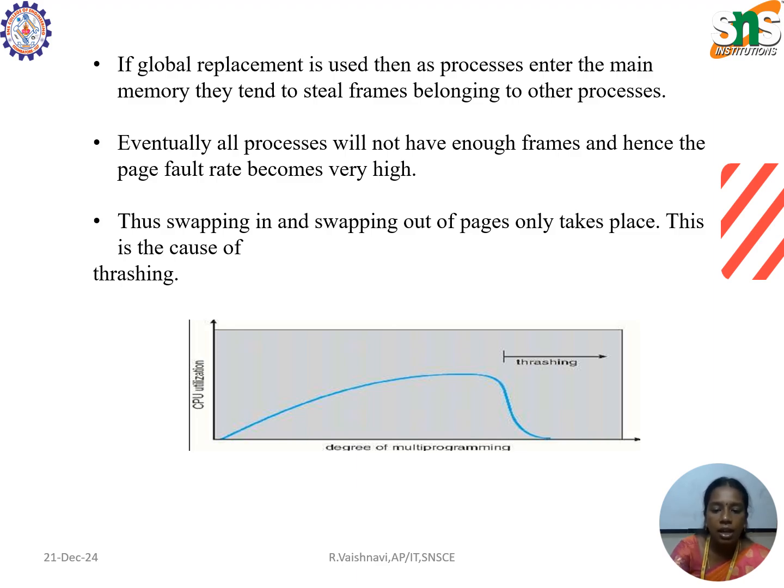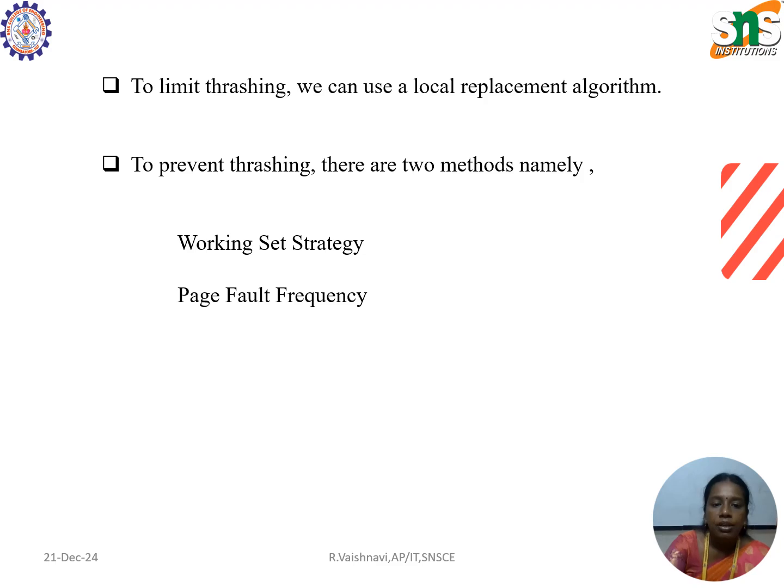Here we have the diagram. On the x-axis we have the degree of multiprogramming, and on the y-axis we represent the CPU utilization. As per the rate, the thrashing happens. Next one, to limit the thrashing, we can use local replacement algorithms, and to prevent the thrashing, there are two methods, namely the working set strategy and the page fault frequency.